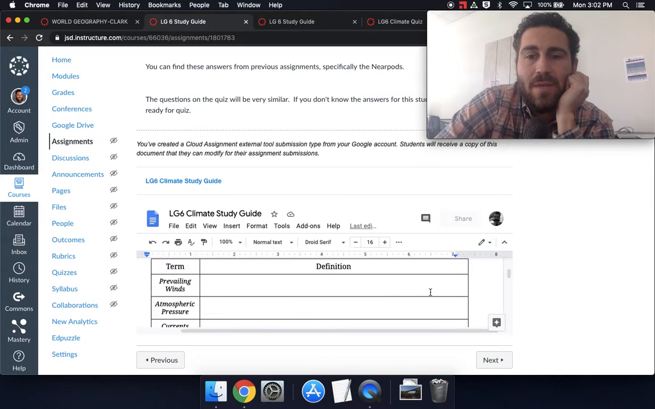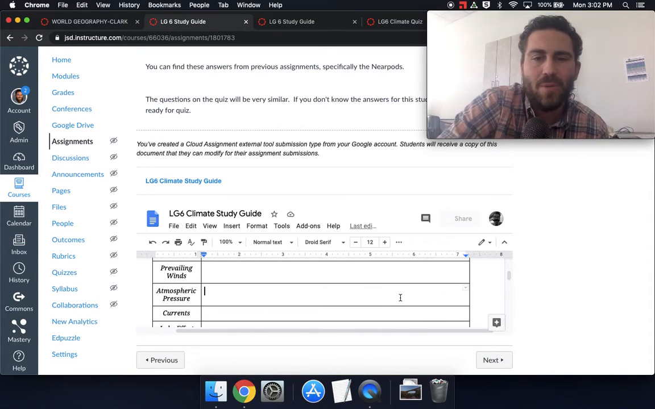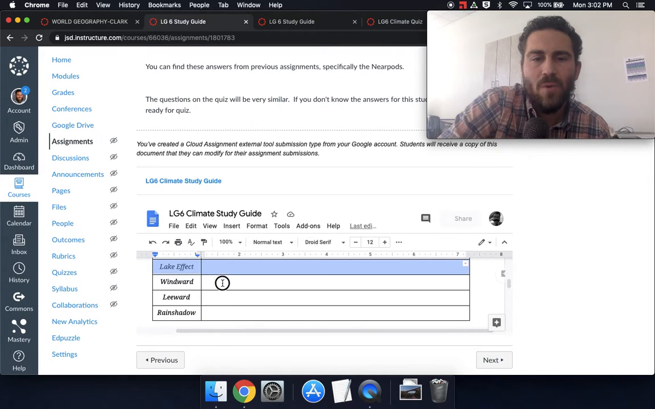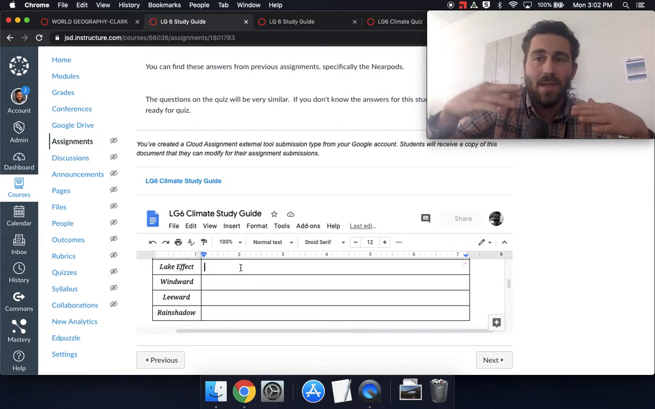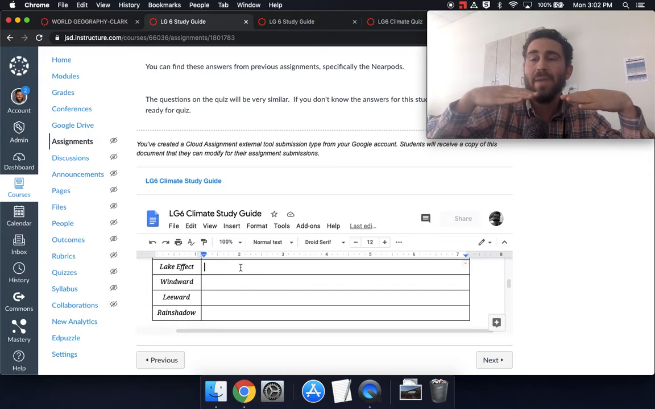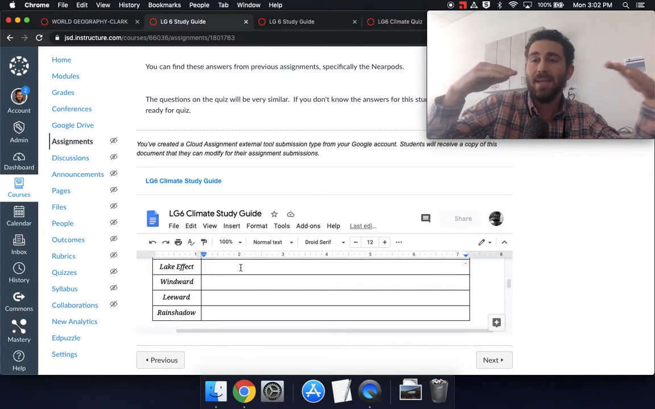You're going to need to know these terms all for the test. We have prevailing winds, atmospheric pressure, currents, lake effect, windward and leeward, and rain shadow. These 4 are all tied together. Rain shadow happens when the lake effect, the water from a large body of water, evaporates, and then it is blown inland.